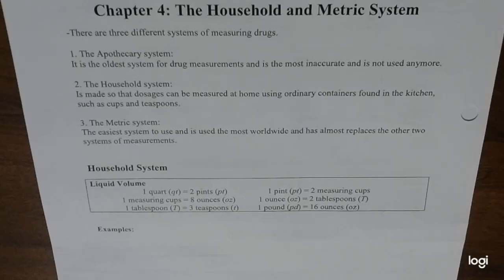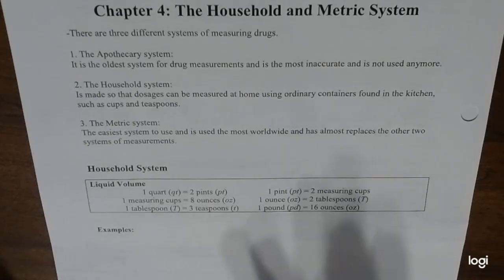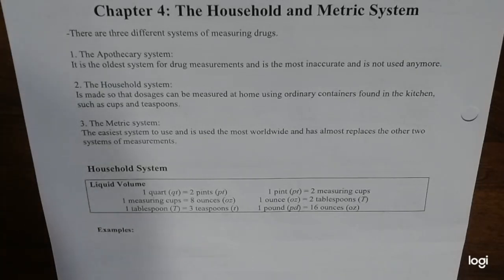All right, so this is chapter 4. It's called the household system and the metric system. In this section, we're going to talk about 3 different systems. We talked about different types of measuring, basically drugs.